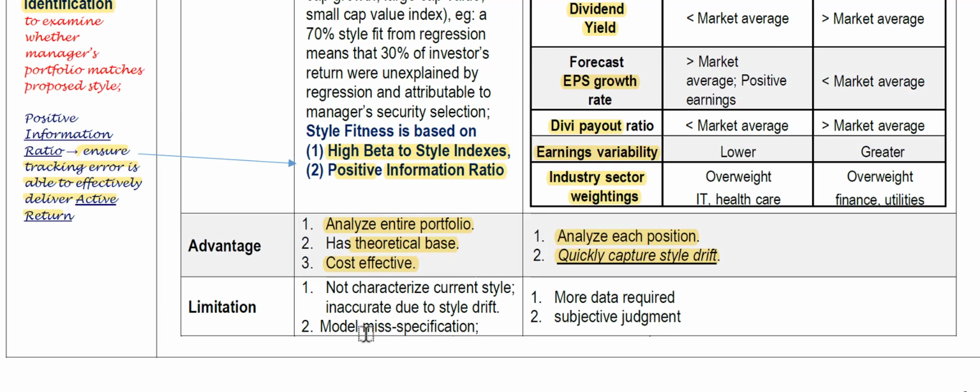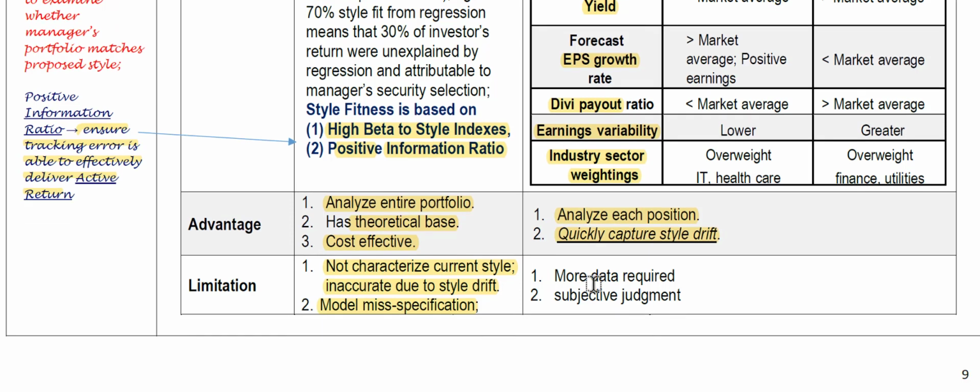Some limitations here for the return-based approach: since we're using a regression model, you ignore the fundamental character, so it cannot characterize the current style, and it's incorrect due to style drift. Also, because you're using a hypothetical model, you're going to involve model misspecification. That is another major limitation of using return-based.